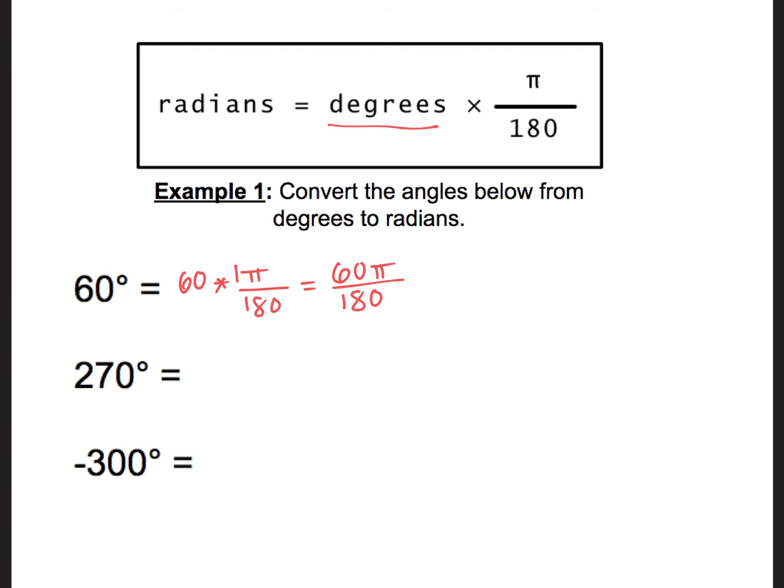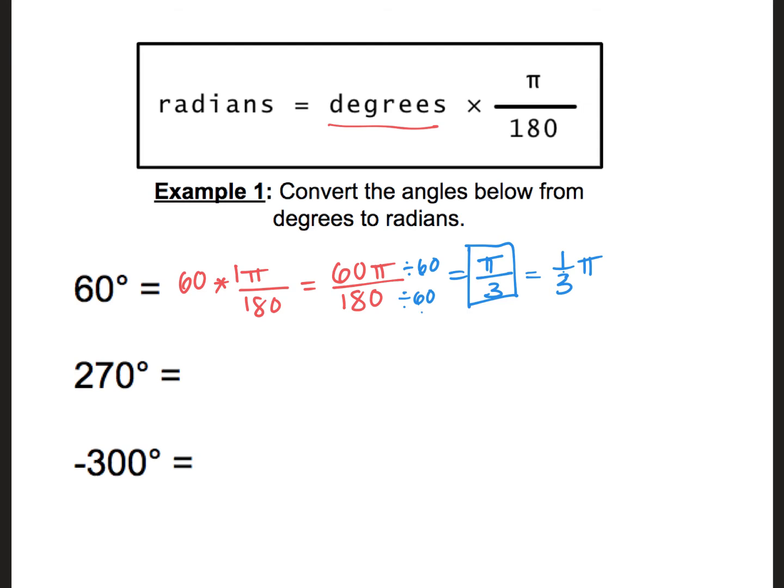But when I look at that, I know I can divide 60 by 60. I know I can divide 180 by 60. When I do 60 divided by 60, I get pi. When I do 180 divided by 60, I get 3. So my final answer for this would be pi over 3. You could also write this as 1 pi or 1/3 pi. That says the same thing, but really you'll see it like pi over 3. That is sort of the more accepted way to write it.